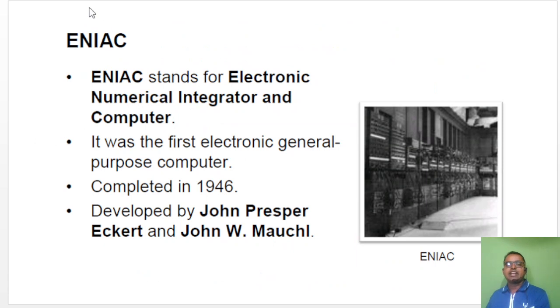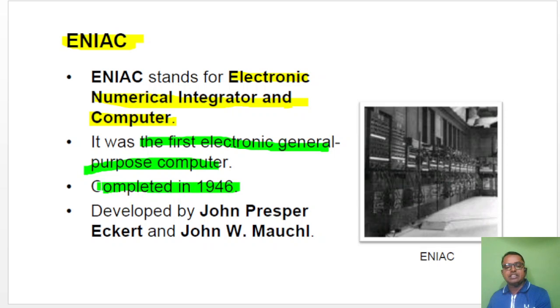Next, ENIAC. Remember this one. ENIAC stands for Electronic Numerical Integrator and Computer, or it may also be called calculator. It was the first electronic general purpose computer. Which is the first electronic general purpose computer? ENIAC, Electronic Numerical Integrator and Computer. It was completed in the year 1946. It comes under the first generation of computers, 1946.